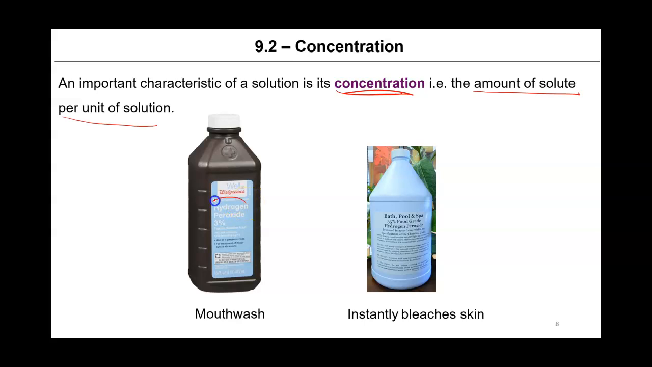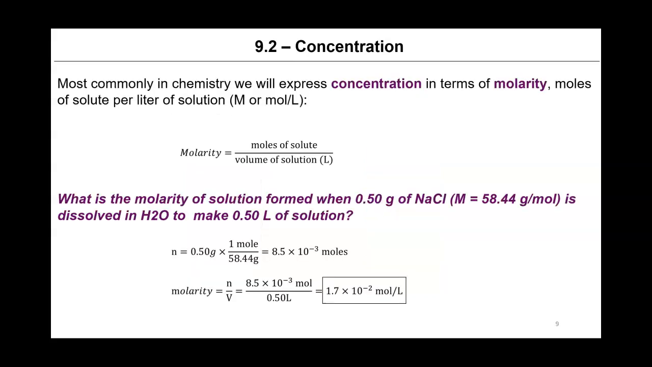hydrogen peroxide. This first solution is 3% hydrogen peroxide. It's commonly used as a mouthwash and to clean up minor wounds. This second solution here is a 35% solution of hydrogen peroxide. This would be extremely unpleasant to put in your mouth or onto a wound. It would cause a great deal of pain. So hopefully you can see that the identity of the solute is important, but also important is its concentration.